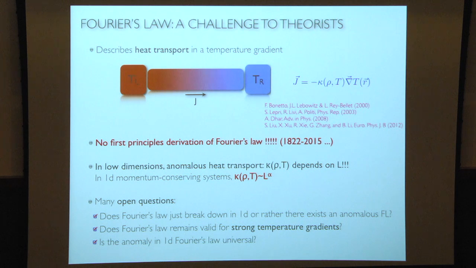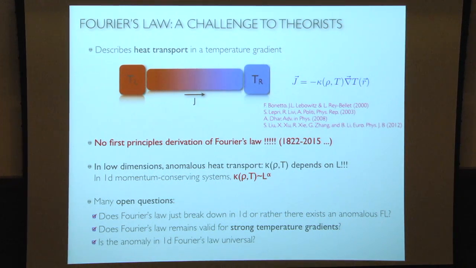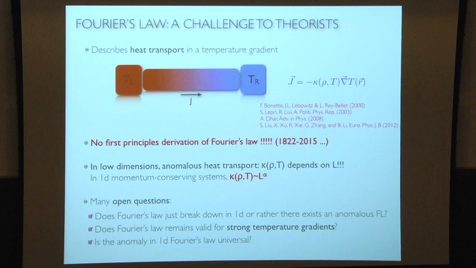So things get even more interesting when you go to low dimensions. In 3 dimensions, even if you don't know how to derive this conductivity from first principles, you can measure it in experiment, and it's very well characterized. When you go to low dimensions, it's funny because you have some interesting features. You have anomalous heat transport. That means in particular that this conductivity seems to depend on the system size. In particular, for one-dimensional momentum-conserving systems, this kappa is believed to diverge with the system size as a power, L to the alpha.